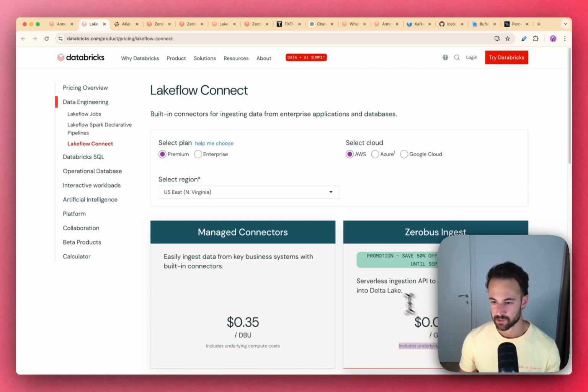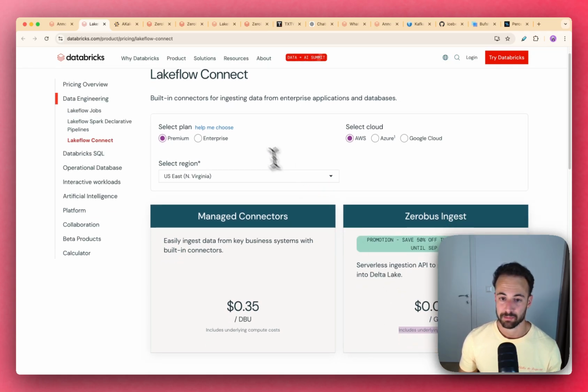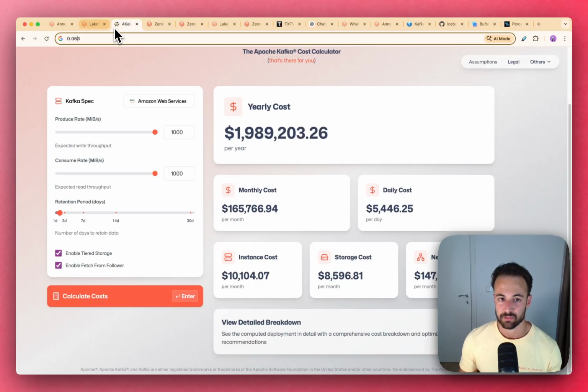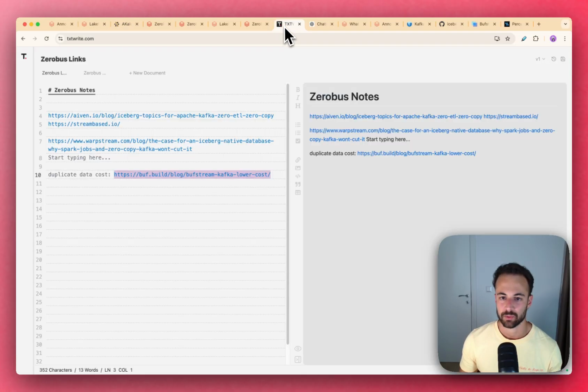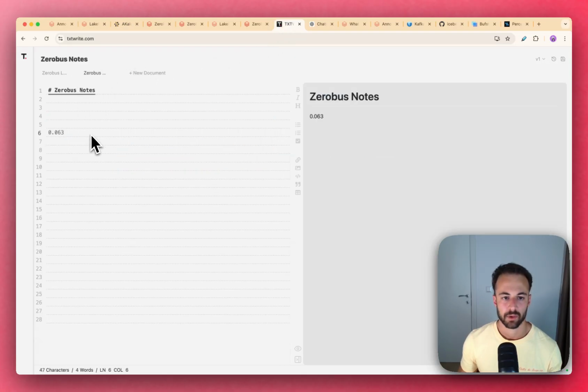including the underlying compute costs. Wow, I'm surprised actually. If we choose a plan like enterprise, it goes a little higher. It goes to 6.4, which is more or less the same cost as what we had here. This is the price difference.